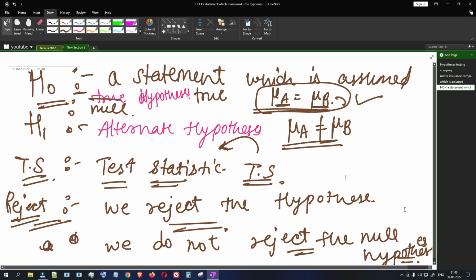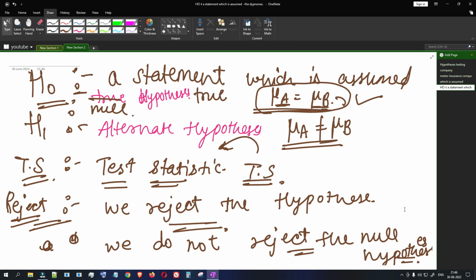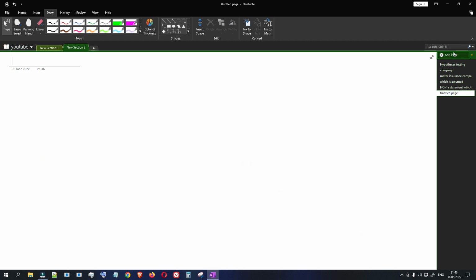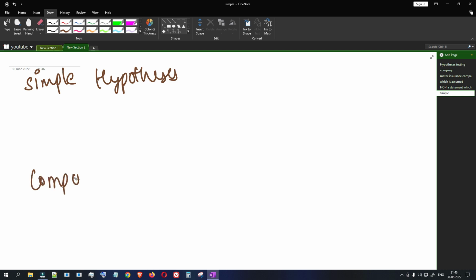Now let's understand a few more terms in this chapter. First of all, we have a kind of hypothesis, you can say. We can have a simple hypothesis or a composite hypothesis.